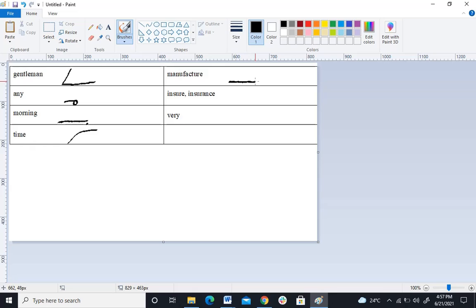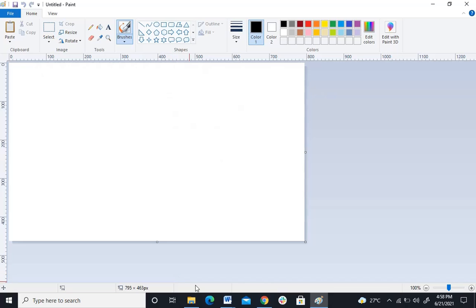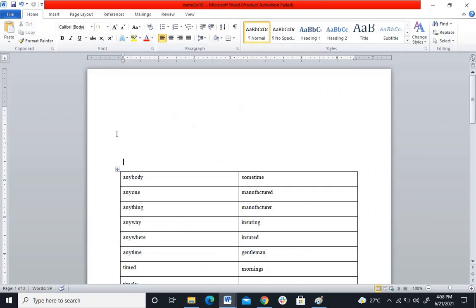Insurance, we have N and SH. N and SH. Next, very, we have V and E. Ngayon, yung every, EV. So, yan yung every, ito yung very. Okay? So, now we move on to our brief form derivatives. Kung may brief form, of course, meron tayong mga brief form derivatives. Marami-rami yung ating brief form derivatives.